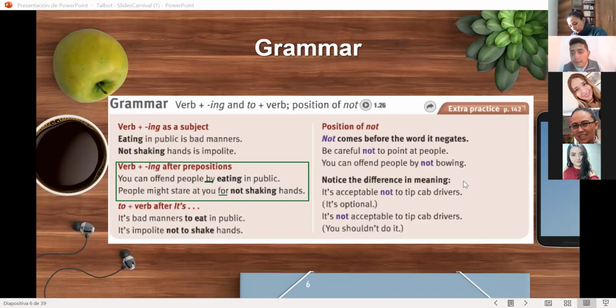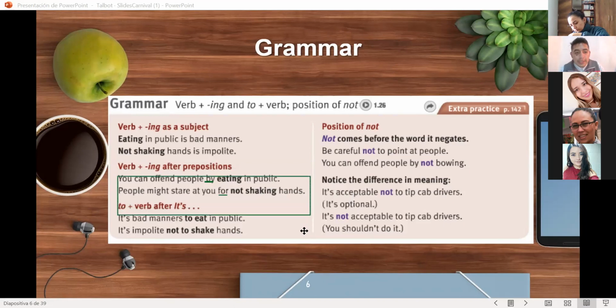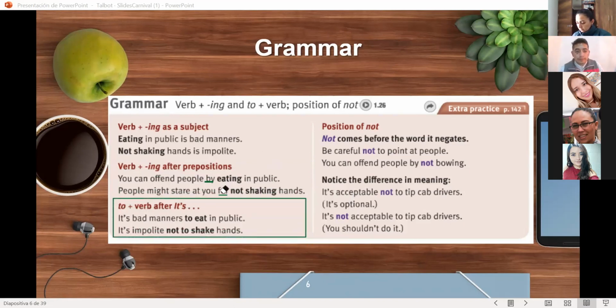Please help me, Laura. Please help me reading the third one. Excuse me, teacher. Please help me, what is in the green square, the third one. To plus verb after eats. Help me reading that. Okay, it's bad manners to eat in public, and it is impolite not to shake hands. Okay, thank you.